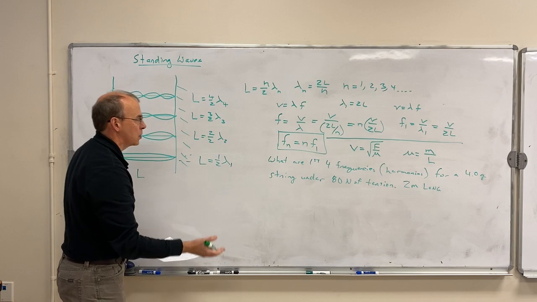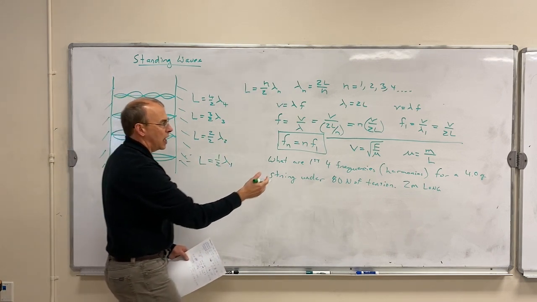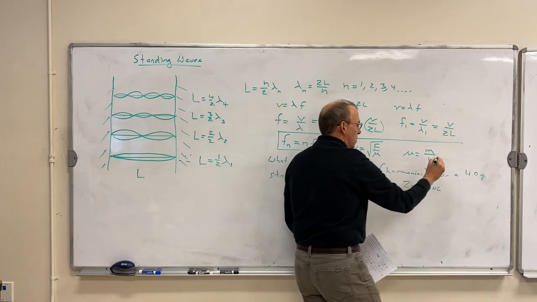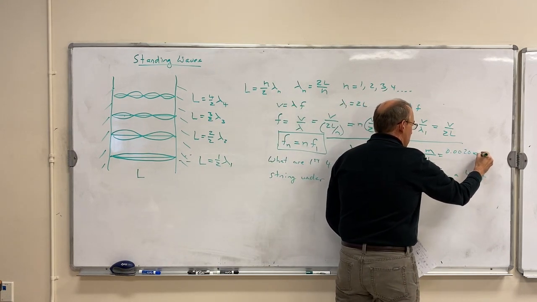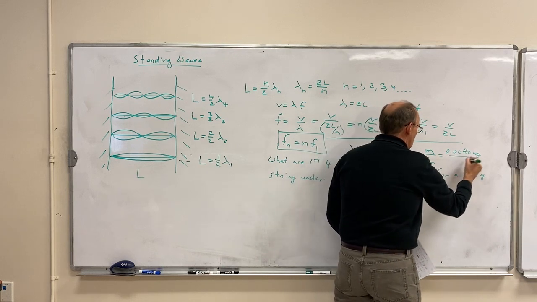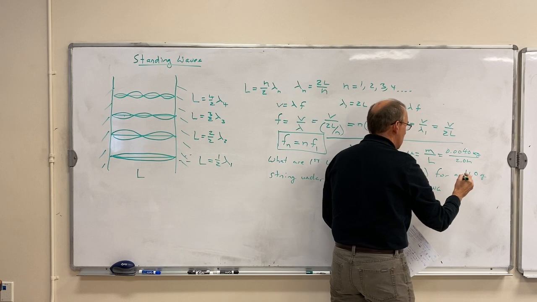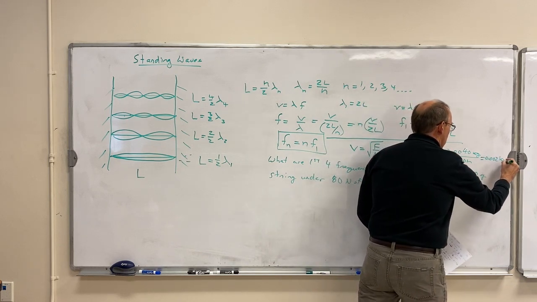All right, well, in order to do this, I have to know the velocity. To get the velocity, I have to know mu. So mu is its mass, 0.004 kilograms. I said it was 4 grams over 2 meters. That's 0.002 kilograms per meter.